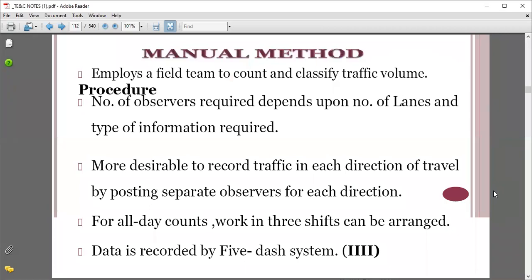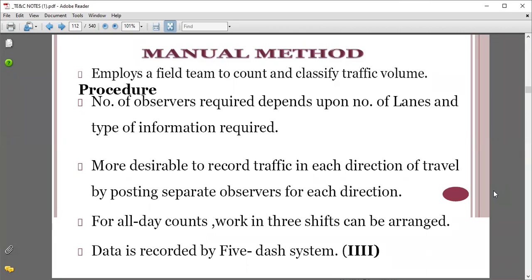So we'll understand here what the manual method is. Employ a field team to count and classify the traffic volume. For that, what is the procedure? That part we'll see here. The first one is that the number of observers required depends upon the number of lanes and the type of information required.